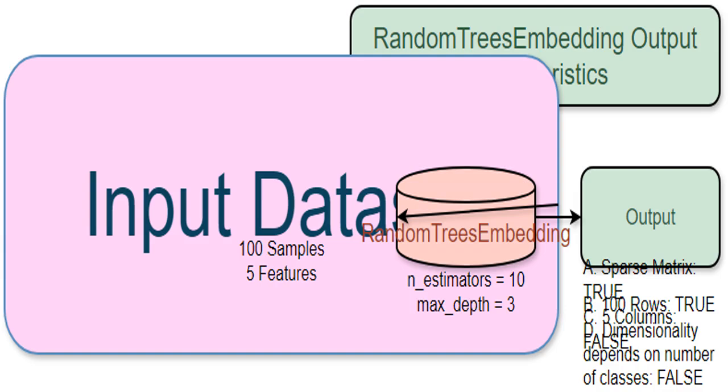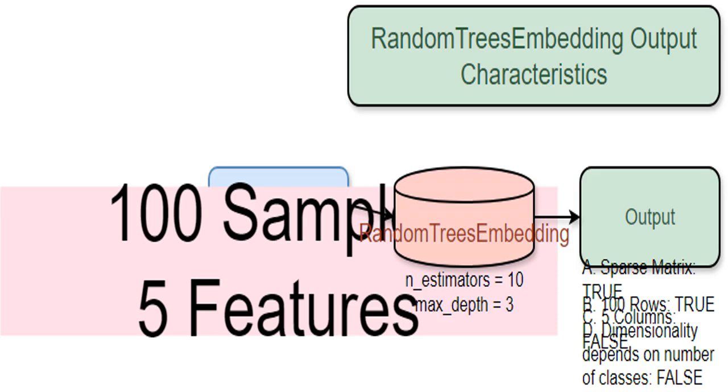I'm looking at a dataset with 100 samples and 5 features. Think of samples as individual data points, like different customer profiles, and features as the characteristics of each data point, like age, income, and location. This is a Sklearn function. I use it to transform the data. It creates a lower dimensional representation of the data using a bunch of random decision trees. It's like making a detailed map into a simpler sketch.